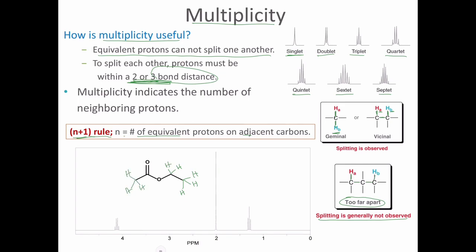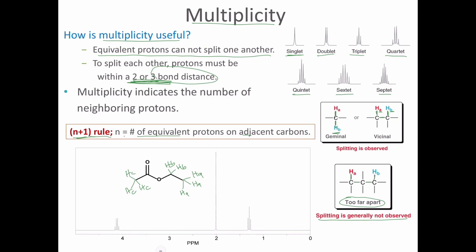So let us first of all find out how many signals we are going to have for this compound in the NMR spectrum. So we have HA, HB, and then HC. So we're going to have a total of 3 signals, okay?